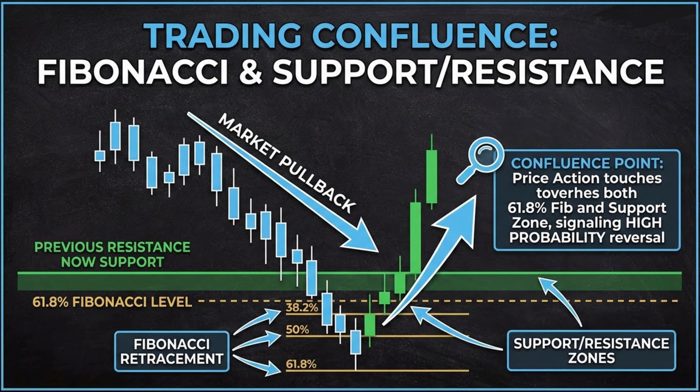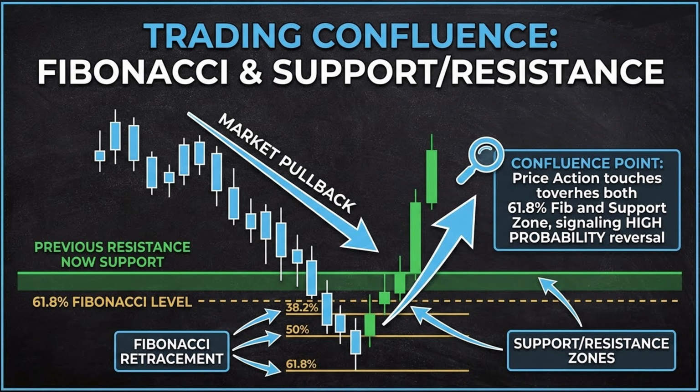This chart explains the concept of confluence, which happens when two or more trading signals line up in the same area, increasing the chances of a strong market reaction. In this example, the market is in a pullback, moving downward temporarily. As the price falls, it reaches a key support zone that was previously a resistance area, meaning the price struggled to break above it before, but now might use it as a level to bounce upward.